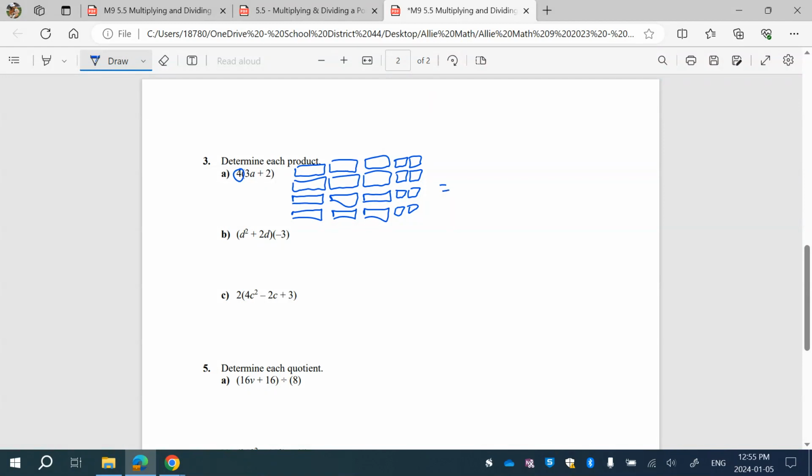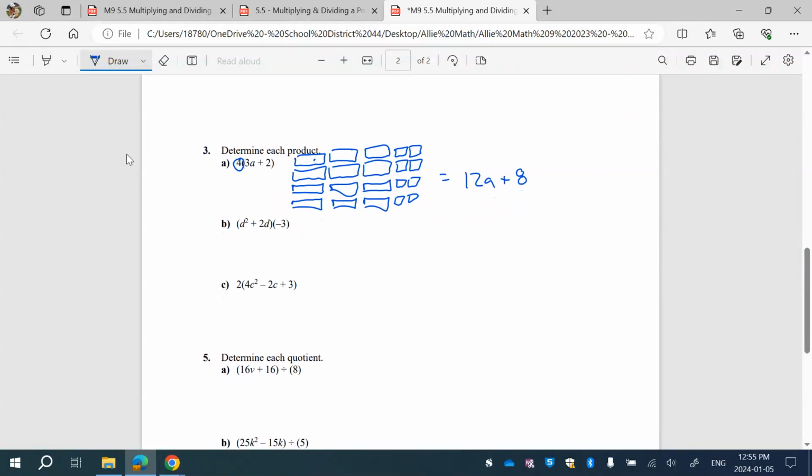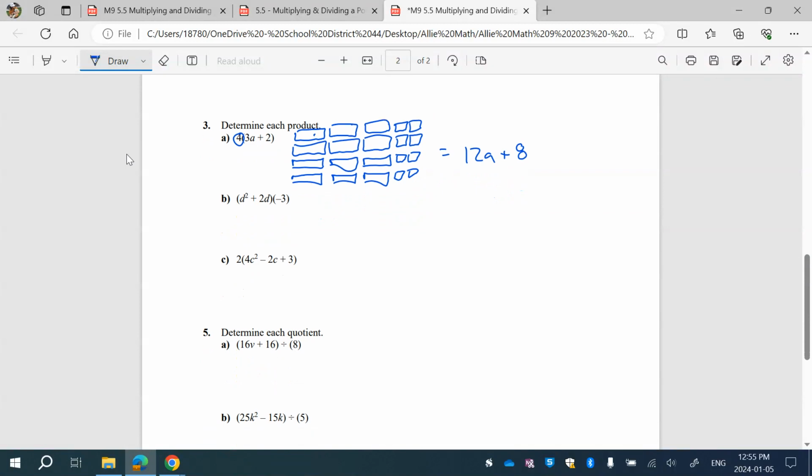To get our final answer, we just need to add them all up. We've got 1, 2, 3, 4, 5, 6, 7, 8, 9, 10, 11, 12, 12a, and looks like we got 8 plus 8. So that's our answer there. Now I'll show you the distributive way.